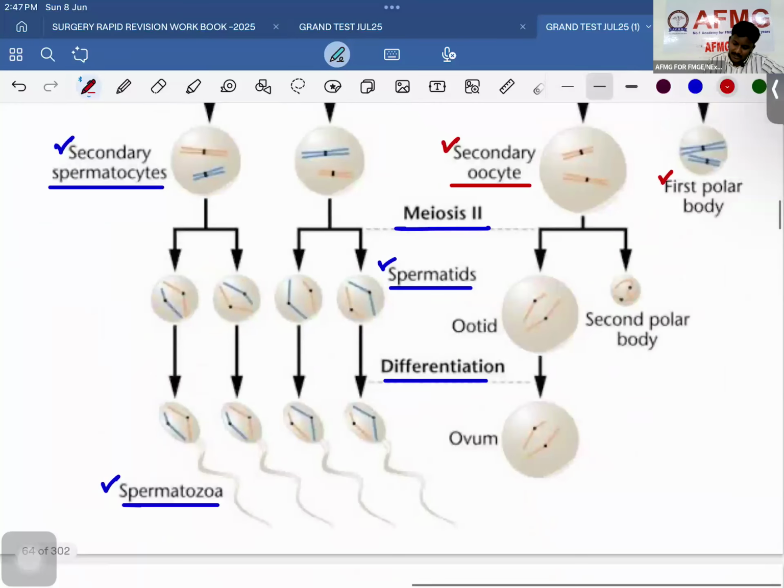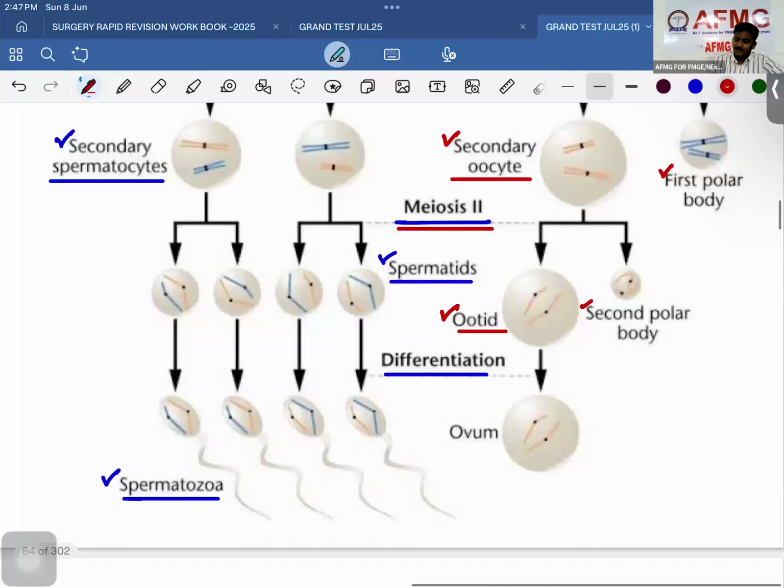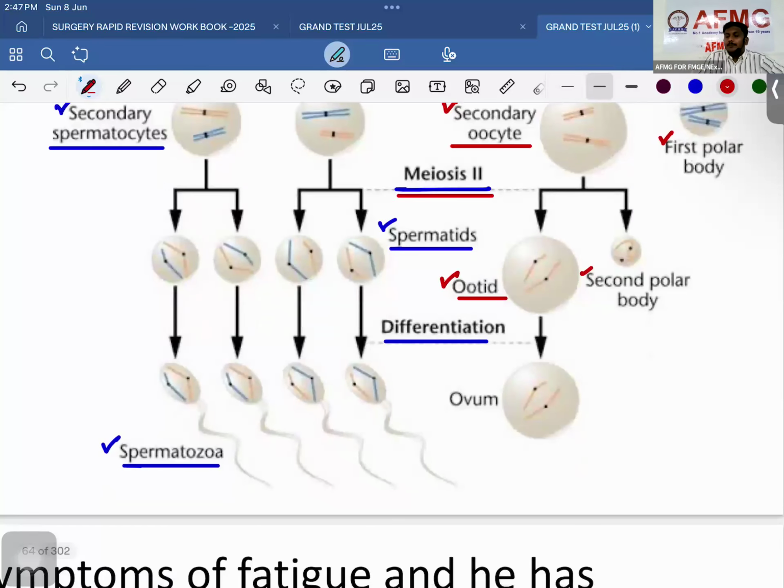Next, the secondary oocyte undergoes meiosis 2, leading to formation of an ootid along with a second polar body. Again, the meiosis 2 is not completed, beta. Meiosis 2 gets arrested in which phase? Metaphase 2. The meiosis 2 gets arrested in metaphase 2, beta. That is what is important. And then ultimately, the meiosis 2 is completed at the time of fertilization, beta. So that is what is important to be remembered.